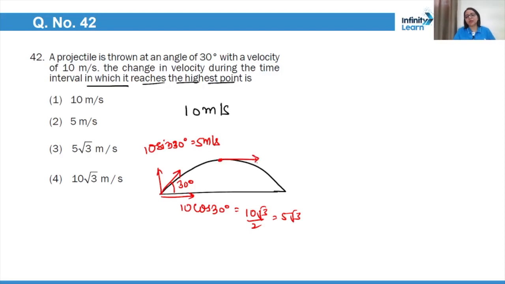And at highest point, it will have only horizontal component, which is 5 root 3. So you can see that only change is happening along vertical direction. There is no change in horizontal direction. So change in velocity will be 5 meter per second only, which is option 2.